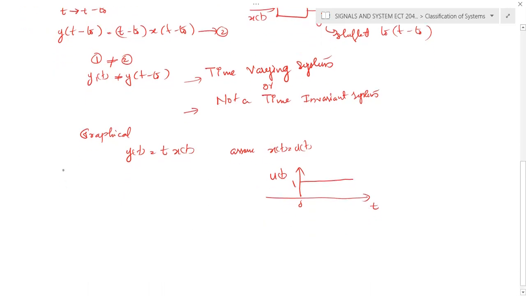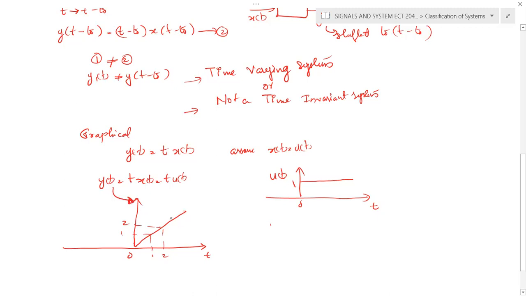Now the signal y of t is equal to t into x of t, in this particular case t into u of t. You can plot it like this, a ramp signal which starts from 0 onwards. So when t is 1, the output is 1. When t is 2, the output is also 2. So this is the signal y of t.